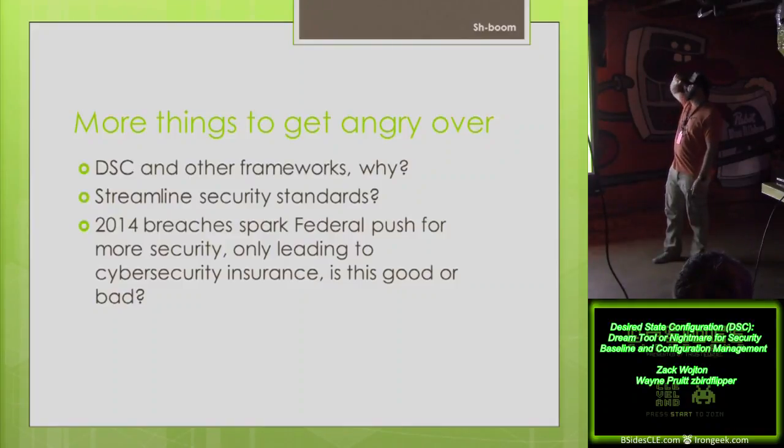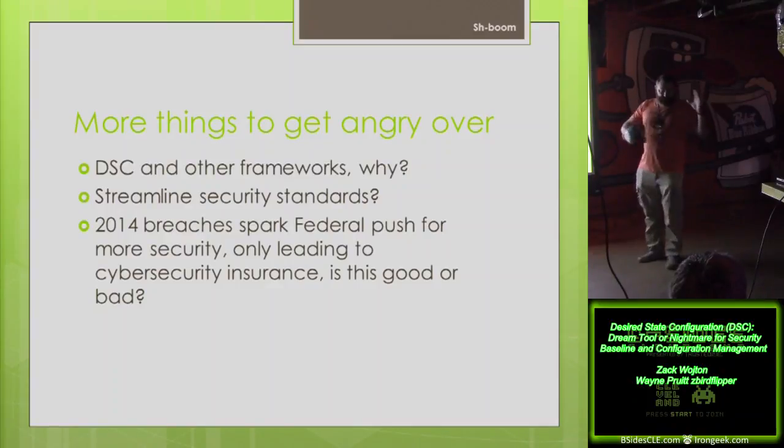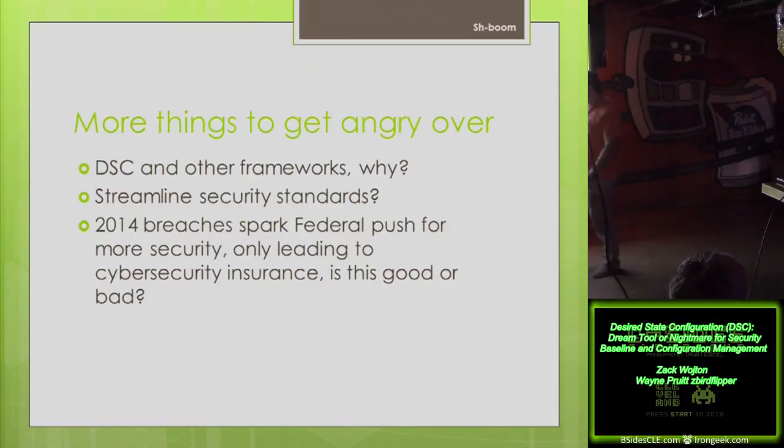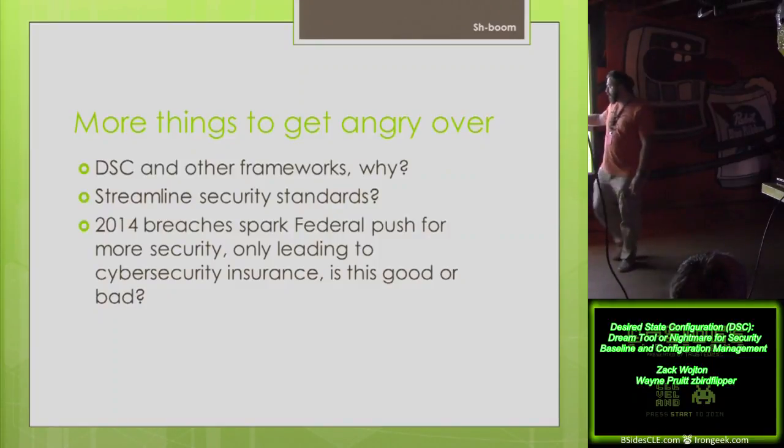So this got me pissed, man. This gets me so angry. This is a direct correlation of shit rolling downhill and us managing up. So 2014, breaches out the ass, right? Breaches all over the place. Massive breaches. Billions of dollars. And then the Fed pushed for more security.